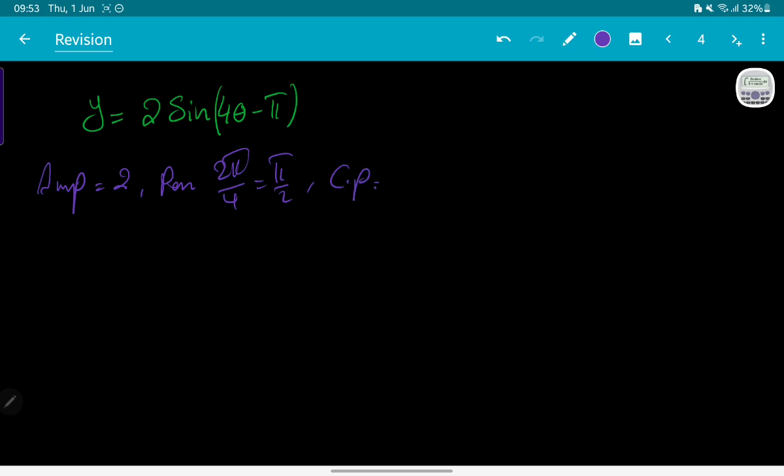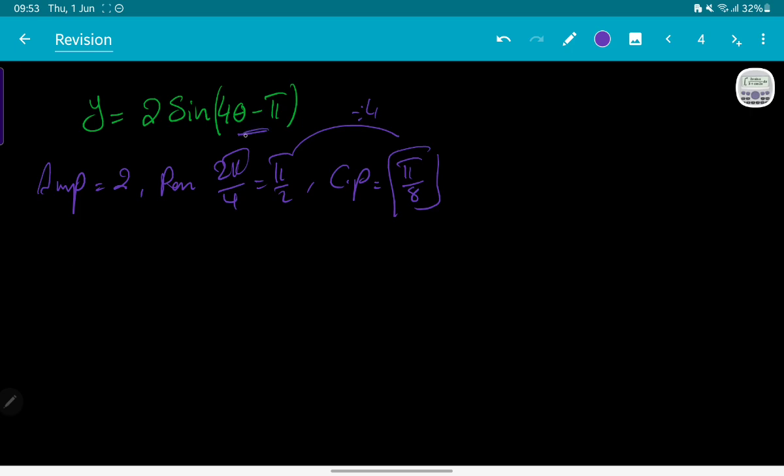Then for the critical points, we divide this by 4, it's pi over 8. We usually start from this and skip this and go back here again and so on to graph this. But in our case, we have a phase shift. We need to move the wave to the right.